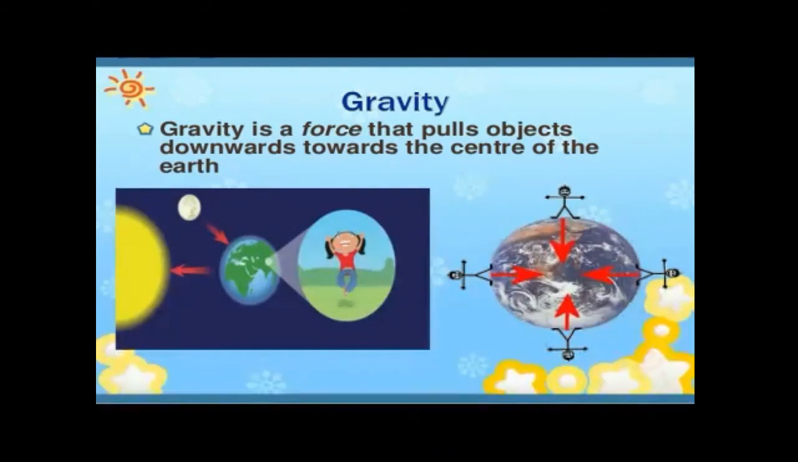So, gravity is an attractional force. What is gravity? Gravity is an attractional force that pulls objects downwards toward the center of the earth. So beta, this is all about gravity.